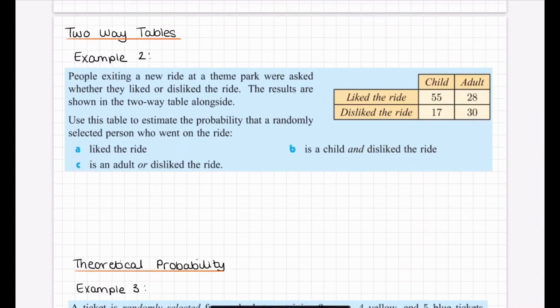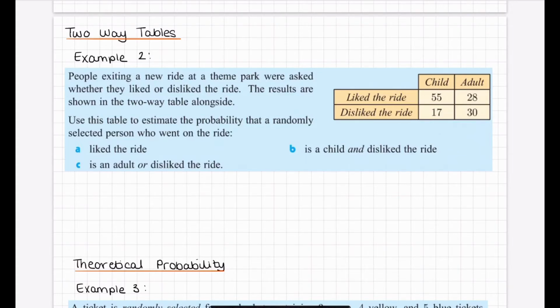All right, two-way tables. So we did do these last year as well. In this example, people exiting a new ride at the theme park were asked whether they liked or disliked the ride. The results are shown here. Use this table to estimate the probability that a randomly selected person who went on the ride, first liked the ride, is a child and disliked the ride, is an adult or disliked the ride.